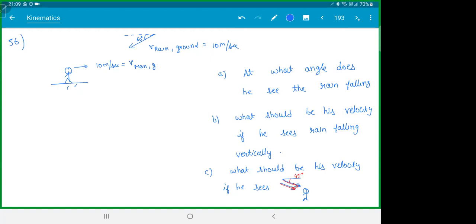First question, speed is 10, he is running horizontally. What angle does he see the rain? Second question, if he thinks the rain is falling vertically, what should be his velocity? Third question, if he thinks the rain is falling at 45 degrees from behind, then what should be his velocity? Let's do the first one. Let's go one at a time.